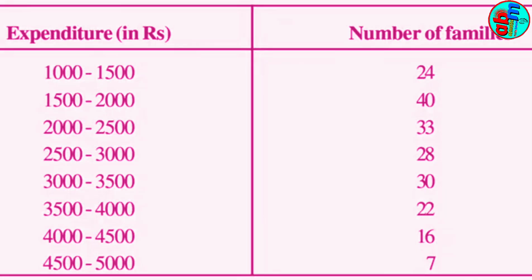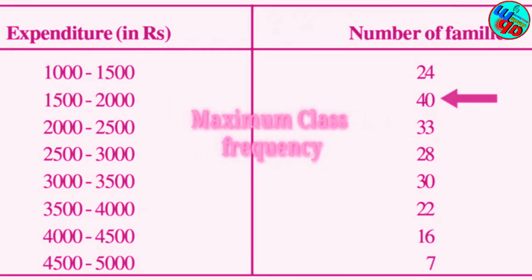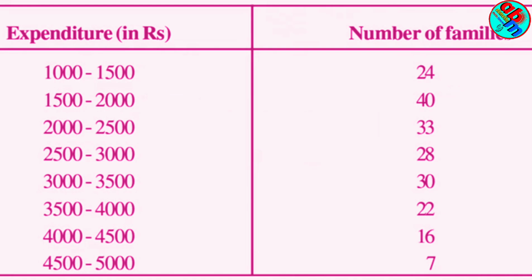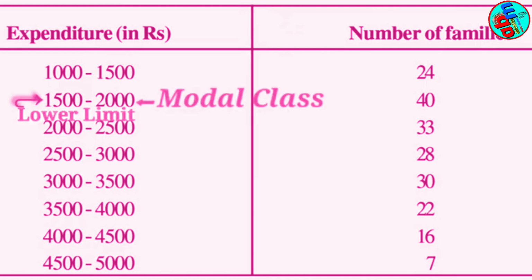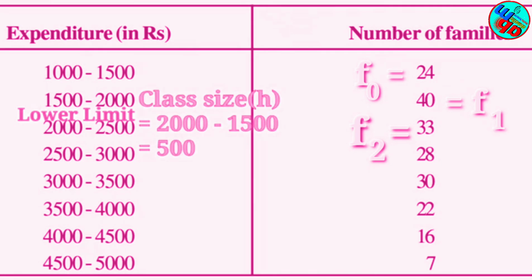It is observed that the maximum class frequency is 40, belonging to the 1500 to 2000 interval. So the modal class will be 1500 to 2000. Our lower limit is 1500. Frequency of the modal class, F1, is 40. Frequency F0 of the class preceding the modal class is 24. Frequency F2 of the class succeeding the modal class is 33. Class size is 2000 minus 1500, which is 500.